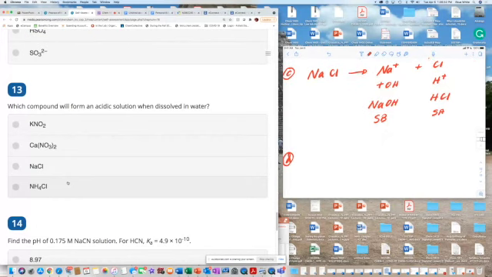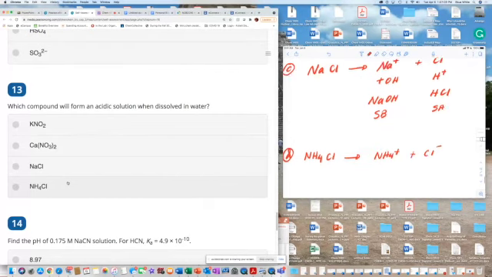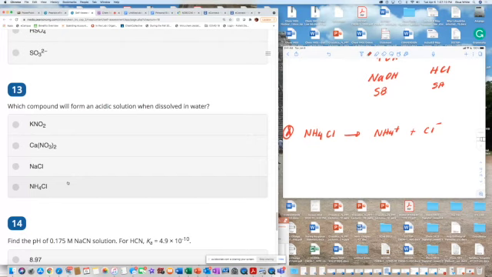Okay, finally, the last one. NH4Cl. This forms NH4 plus and then Cl minus. So here is where things get a little bit complicated, but anyway, here. You add H plus, you add OH minus, and we get NH4OH.